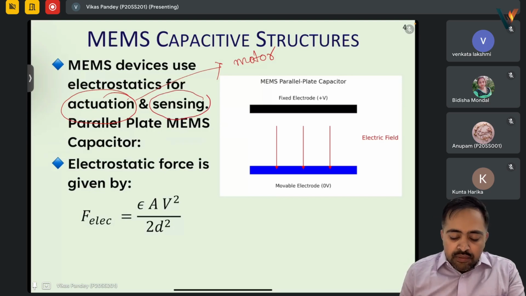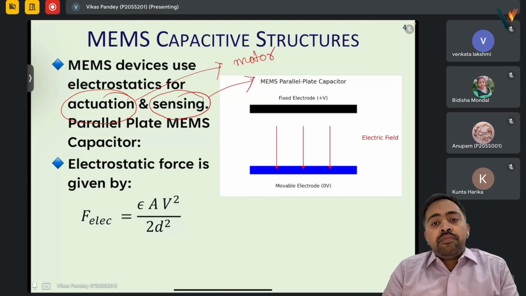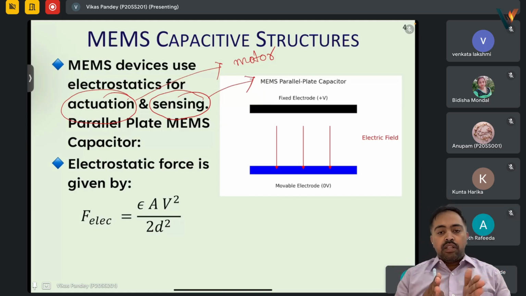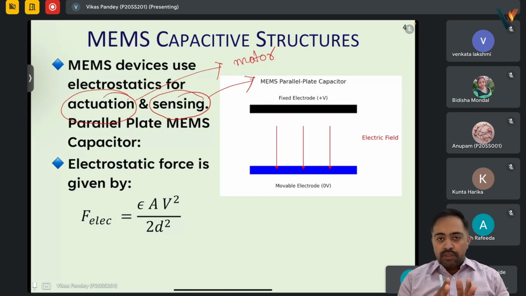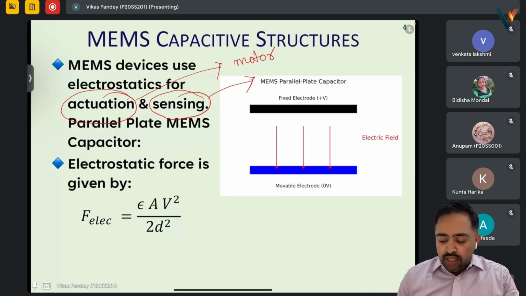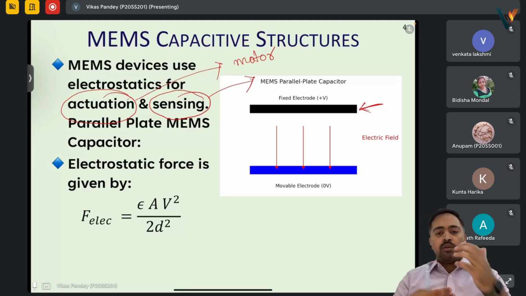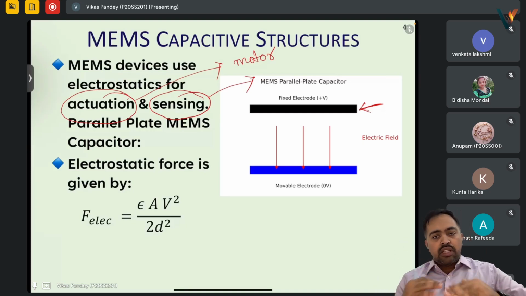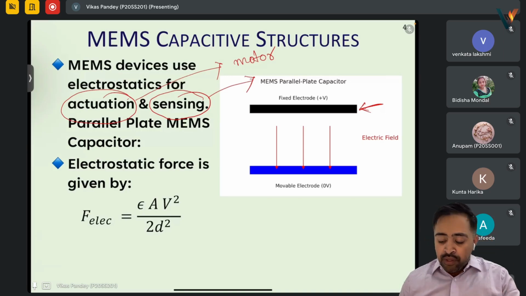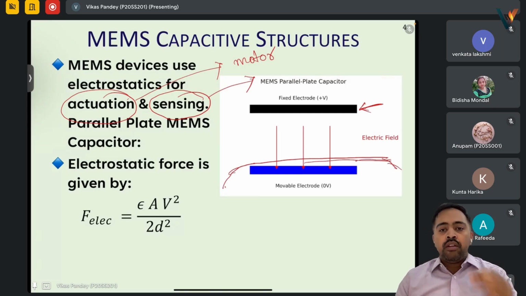Second purpose is sensing. Suppose that we want to sense the pressure. There is a MEMS capacitor structure, and we have one part fixed on the substrate. Below we have a fixed electrode and above we have a moving electrode. The moving electrode is over a membrane, a very thin membrane structure.